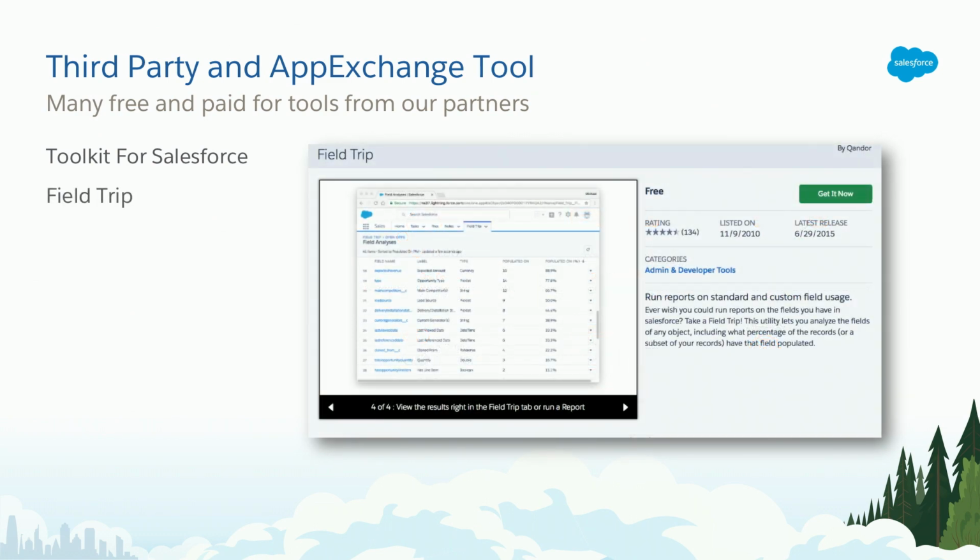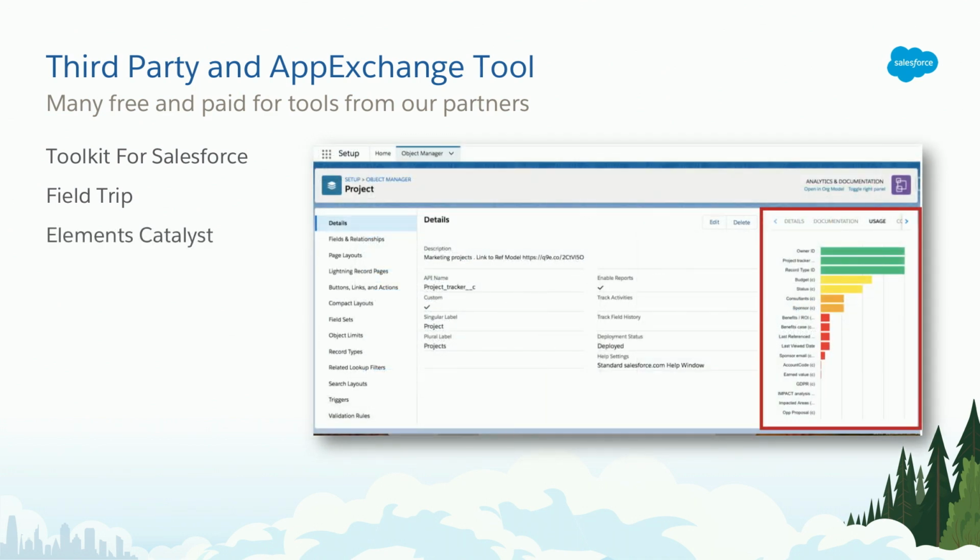Another super popular tool, this tool's been around for a really long time, is Field Trip. That's in the AppExchange. You can find it in the AppExchange. This will be able to run you a report to show you the field utilization. And field utilization is really important, especially when you're evaluating, should I remove this field or not? Field utilization is going to tell you how often that field is being used. And Field Trip has been around for a really long time.